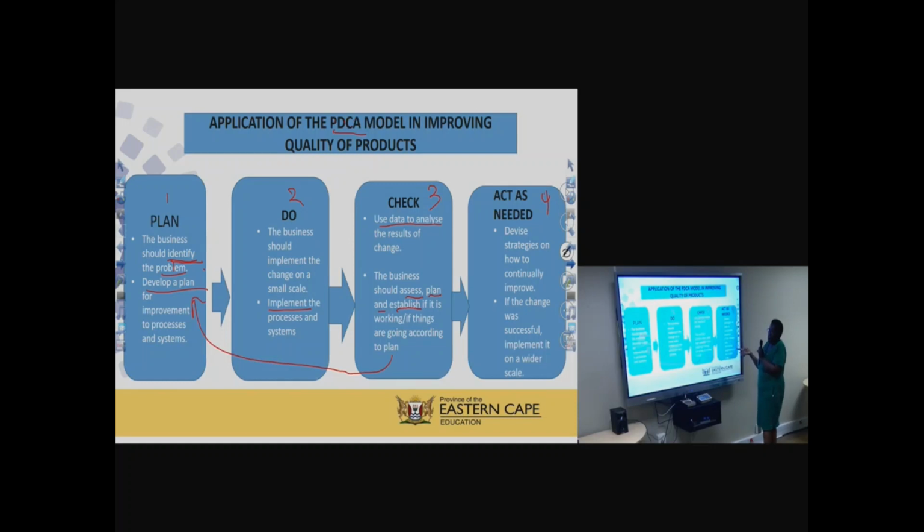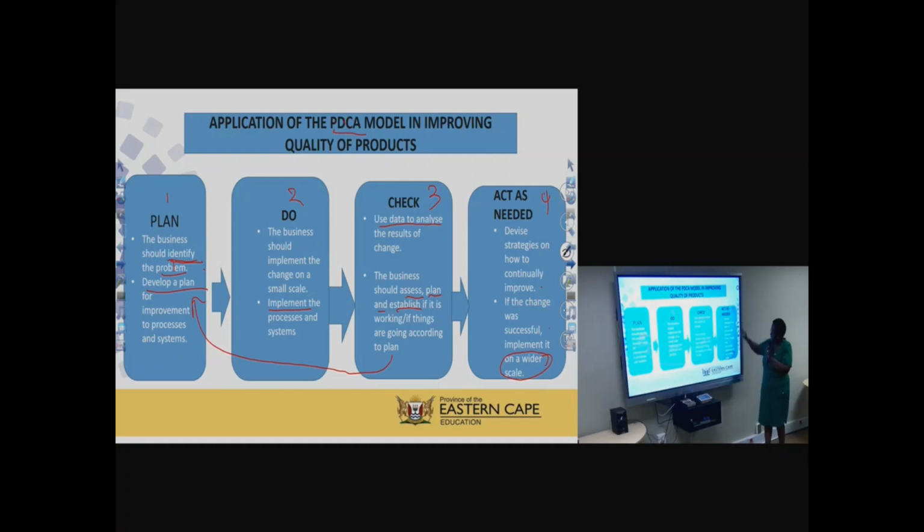But if it is not working, you can't continue with the change. Hence, in stage 4, you devise strategies on how to continually improve. Remember, when you are doing continuous improvement processes, you will also need to have consistency in terms of producing your product. You devise strategies on how to continually improve, because you don't improve once, you must do it on a continuous basis. If the change was a successful one, you must implement it on a wider scale.